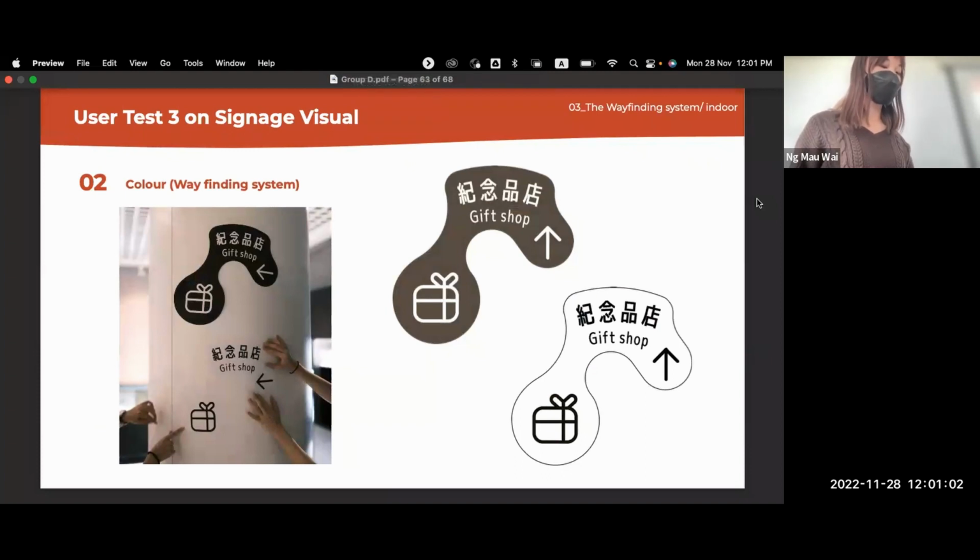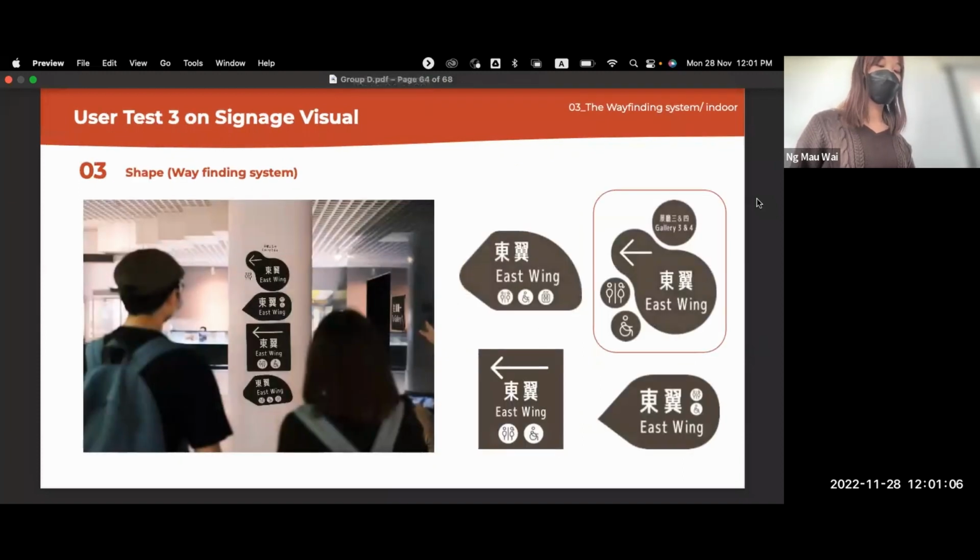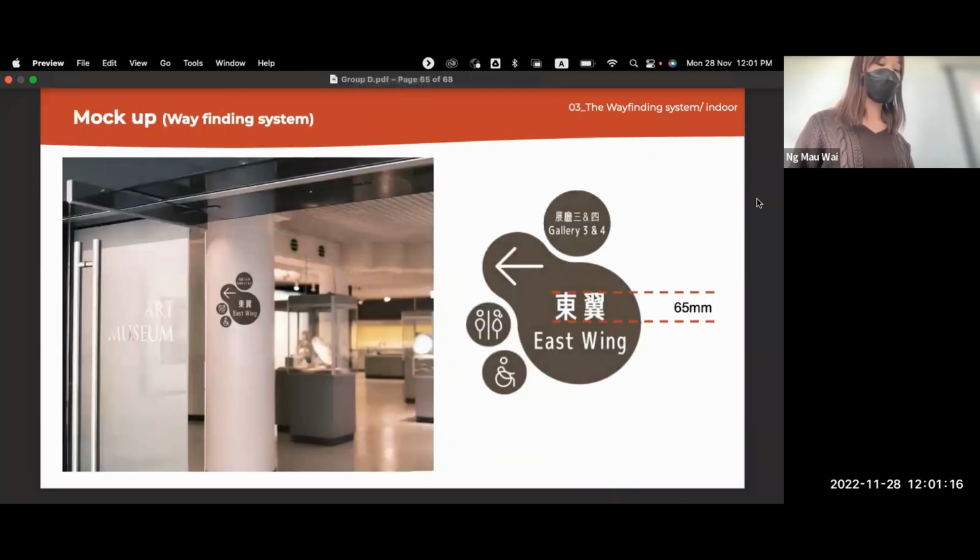typeface. And the second thing we tested is the color. And we chose the top one because it is easier to catch people's attention. For the last one, we tested the shape of the wayfinding system and chose the second one, which is the most clear and eye-catching with a special shape. And here is the mock-up.